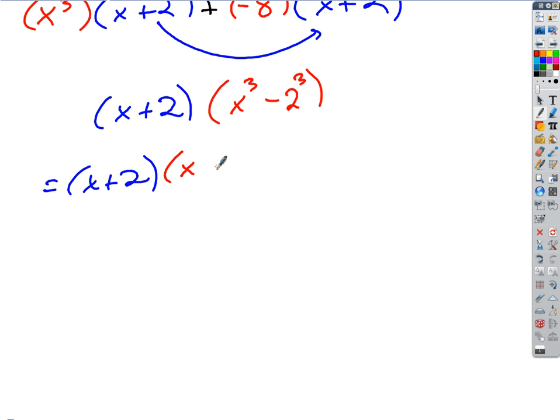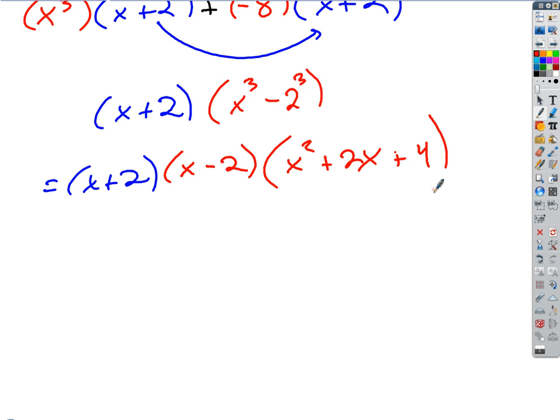Okay, yeah, and it's minus because it's the same as this one, right? So it's x minus 2 times, what? X squared. Good. A squared is like x squared this time. Plus 2x. x times 2 is 2x, right? Plus a times b. Plus 4. Yeah, b squared is 2 squared, which is 4.